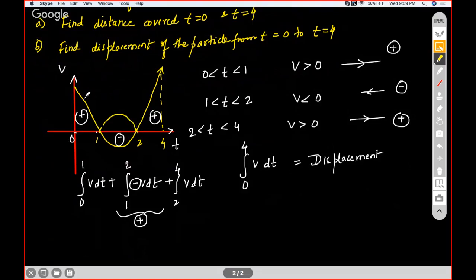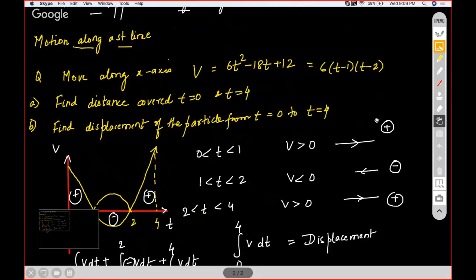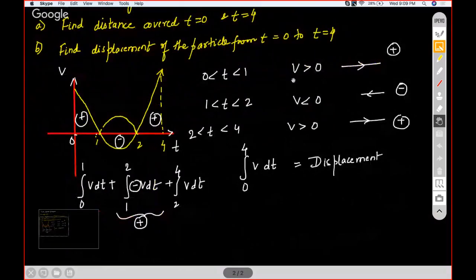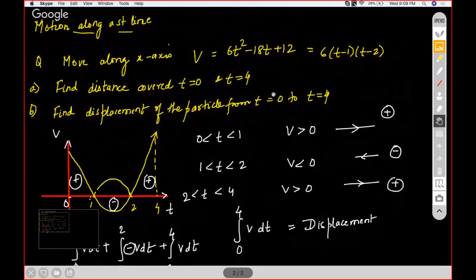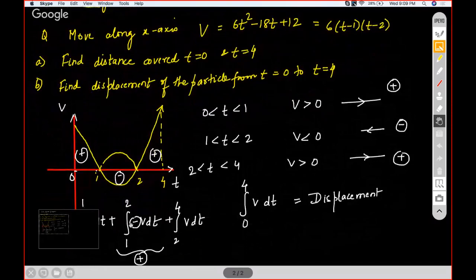Because everything else is positive. So from 0 to 1, you will integrate this expression v, whatever the v expression is. But from 1 to 2, you would integrate the negative of this expression. That's what I have already done over here. So ultimately, you have to put this. Whether you use mod or you don't use mod, you have to actually put this negative sign.